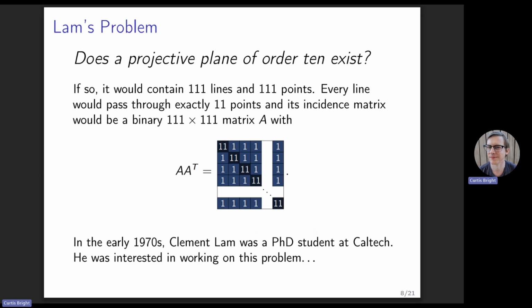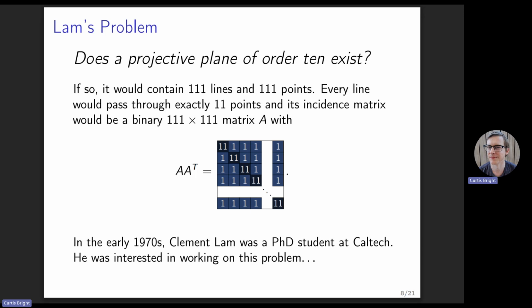So if it did exist, it's going to be pretty large: 111 lines, 111 points. Every line passes through exactly 11 points. If you look at the incidence matrix of this thing, A, it's going to have a very nice structure if you multiply it by its transpose. You essentially get a matrix of ones except for the diagonal, right? And the ones come from the fact that any two rows have an inner product of 1, right? Because A times A transpose is essentially taking all pairwise inner products of the rows. So basically, A times A transpose would be very structured, but no one knows if A exists.